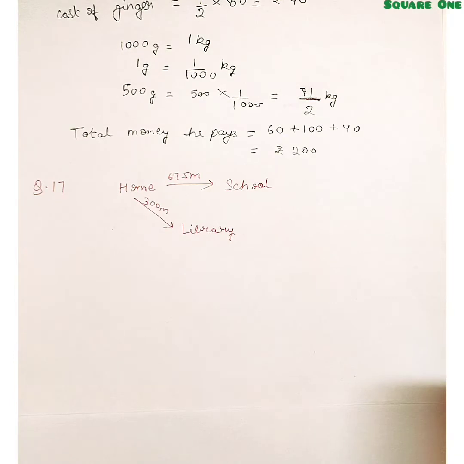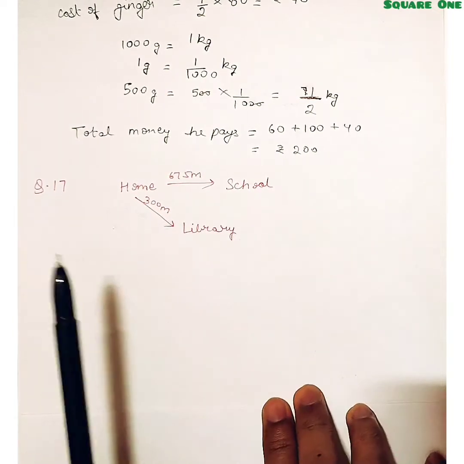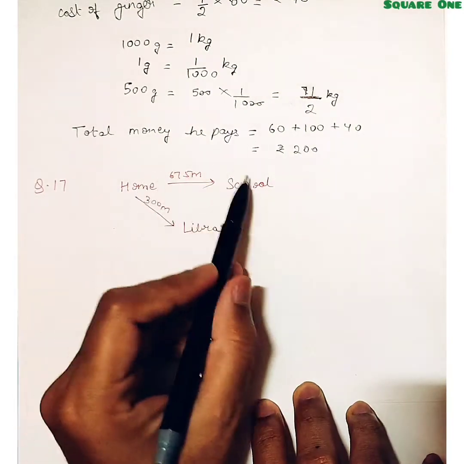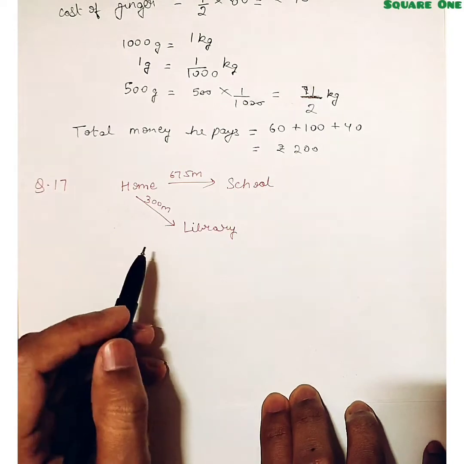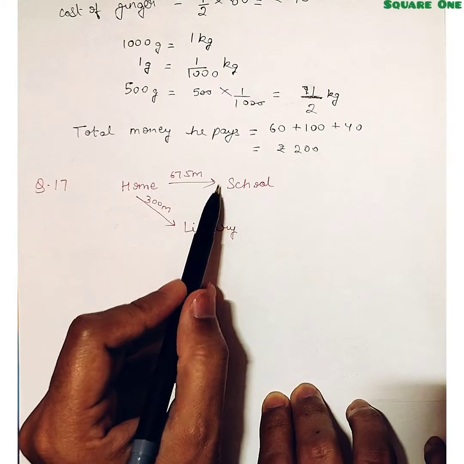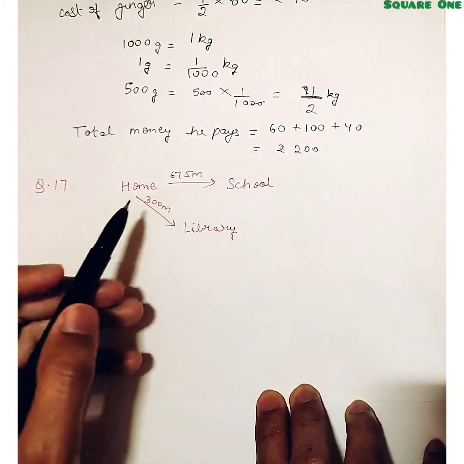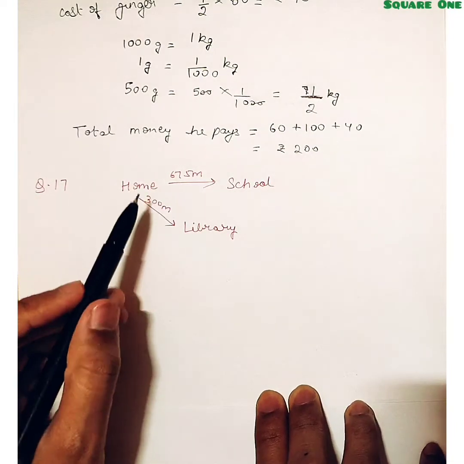The second question was, each morning Rohan goes to school 675 meters from his home on his bicycle. In the evening, he goes to a library 300 meters away from his home. How much distance does he travel each day? Here I have made this chart. Since he is going to school, then he must be returning also. And he is going to library, then he must be returning from library. So that means he goes to school 675 meters, then he returns home 675 meters. Then in the evening he goes to library 300 meters and he returns back 300 meters.